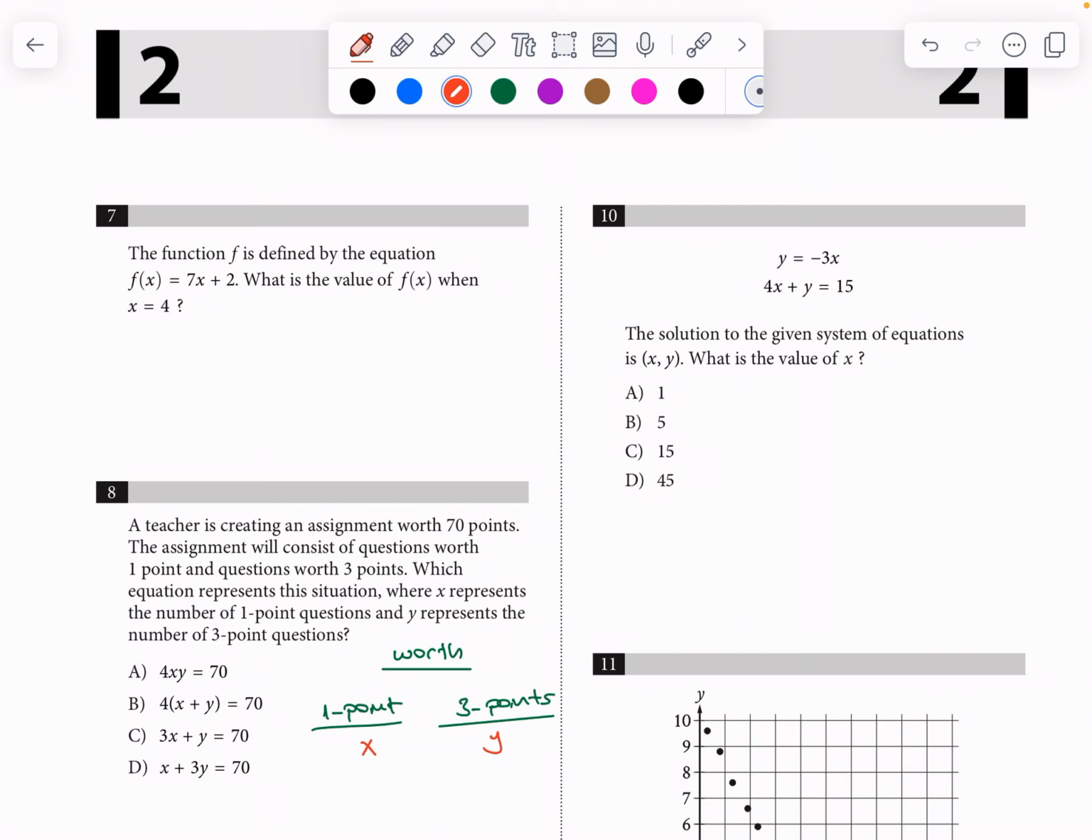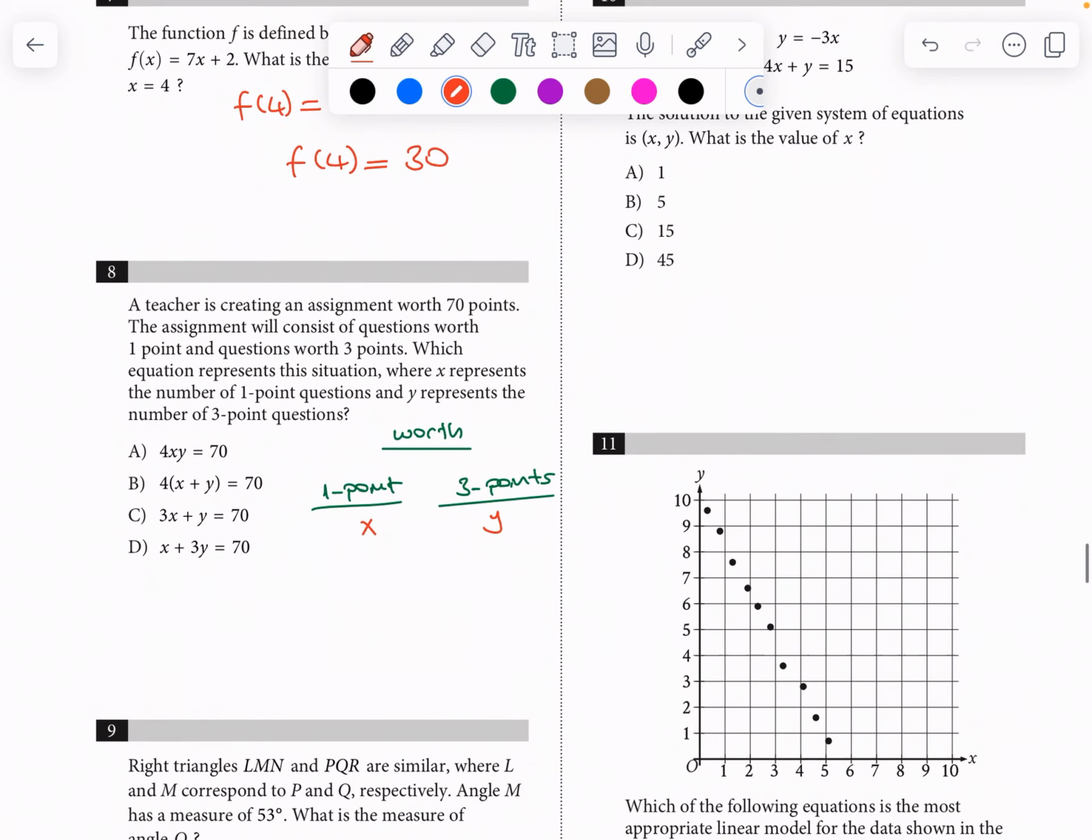Question 7. The function f is defined by the equation f of x is equal to 7x plus 2. What is the value of f of x when x is equal to 4? Okay, for this question we just need to replace x with 4. So f of 4 is equal to 7 times 4 plus 2, which will be equal to 30. 7 times 4, 28, plus 2 is 30.